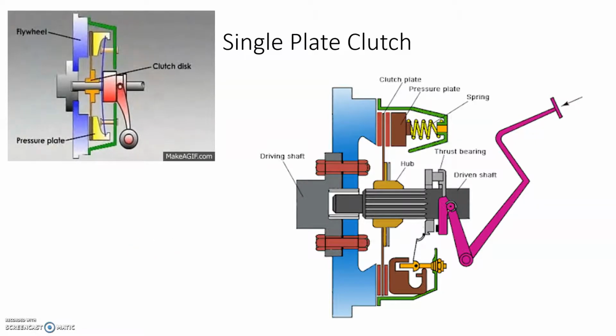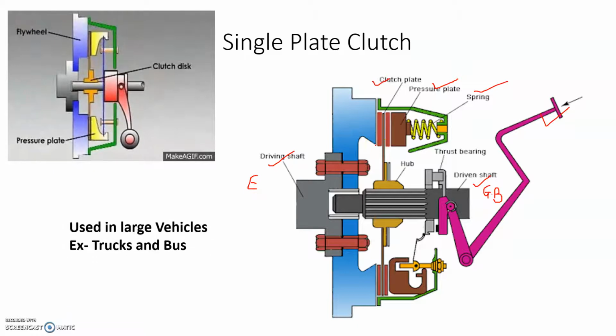Basically it consists of a clutch plate. Next we have a pressure plate. Here we have a spring. Here we have a pedal. There are two shafts, a driven shaft and a driving shaft. The driving shaft is connected to the engine and the driven shaft is connected to the gearbox. If you look at this driven shaft, it is a splined driven shaft on which we can move these plates. So let's see the construction in detail.